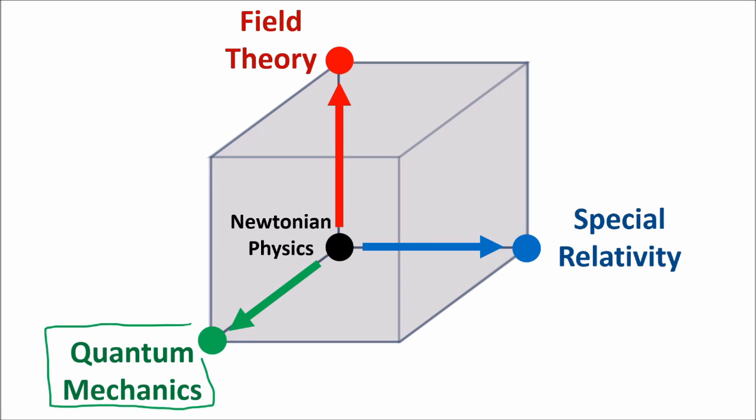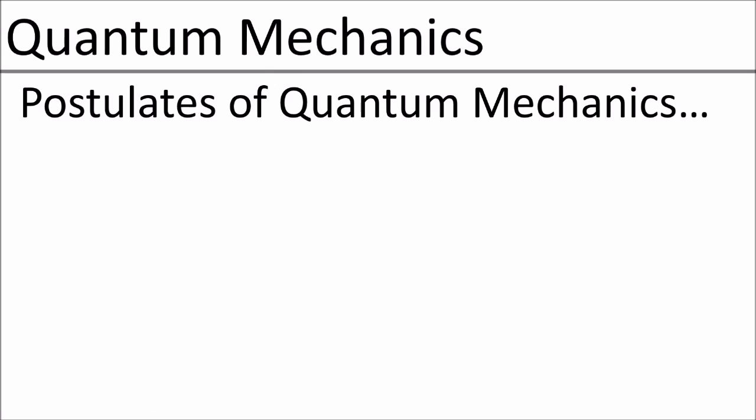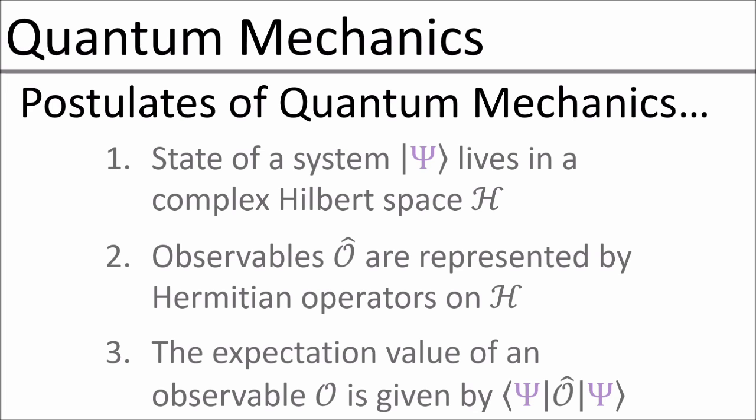Next, let's take a look at quantum mechanics. Unfortunately, the postulates of quantum mechanics are not as easy to state as the postulates of special relativity. The quantum postulates involve a lot of terminology like Hilbert spaces, Hermitian operators, and expected values. But I'll try to review the most important concepts in quantum mechanics now. Many of these key concepts will carry over to quantum field theory.